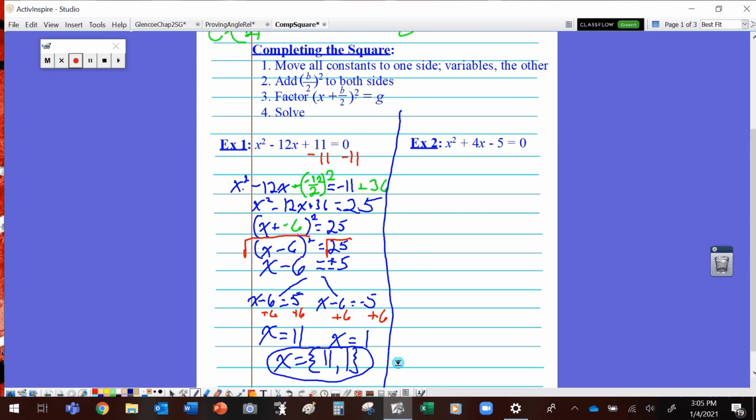Okay, example 2 is going to start out the exact same way. First thing I want to do is move all the constants to one side. So I'll have x squared plus 4x, and I'll leave a little bit of space, is equal to 0 plus 5, is 5.